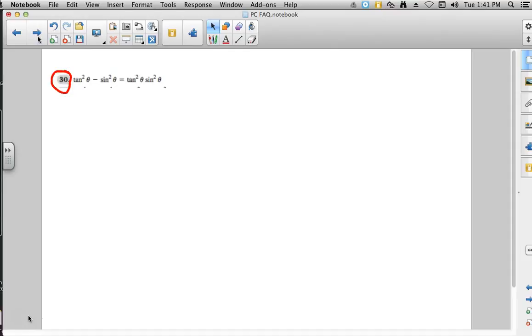Next one up is number 30. Tangent squared theta minus sine squared theta equals tangent squared theta times sine squared theta. All right, so start with this side.